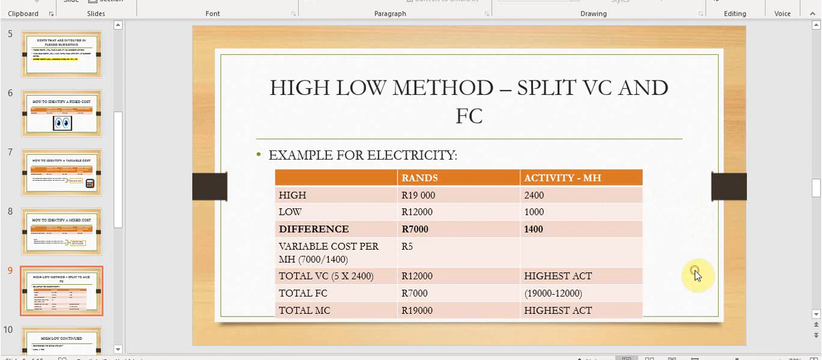You are going to look for the highest and the lowest rand value and activity level. You're going to calculate the difference. The difference is used to get to a variable cost per unit. The variable cost per unit is multiplied by the highest activity. And then you also look for the mixed cost identified with that highest activity. And the difference between mixed cost and variable cost must give you fixed cost, because variable cost plus fixed cost is mixed cost. Right. As simple as that. I like to calculate it in this block because it's simple, it's straightforward, and I can use the same recipe every time and it works perfectly.